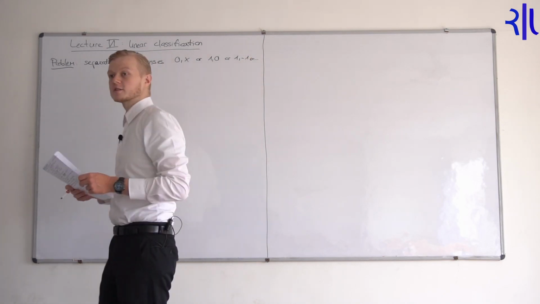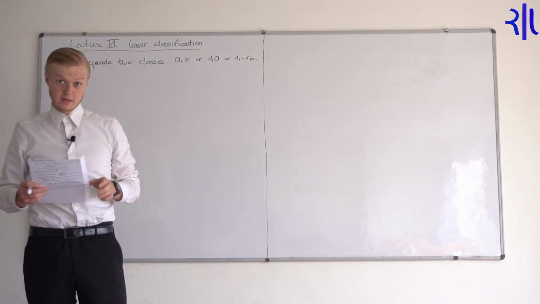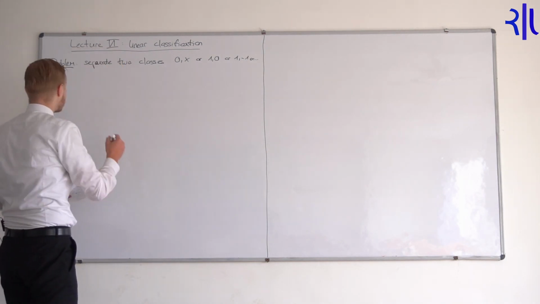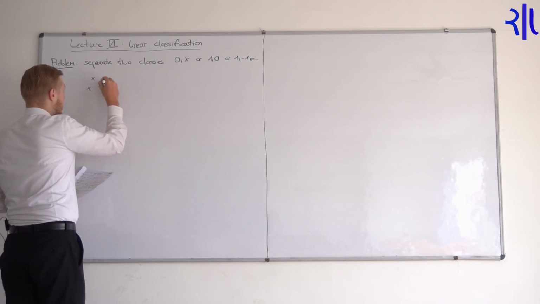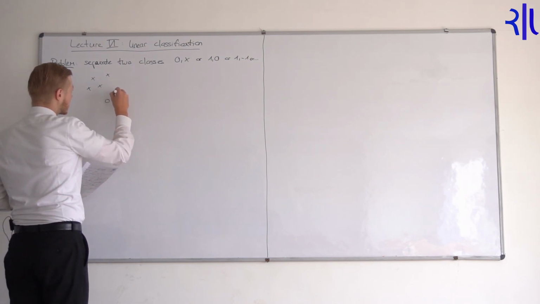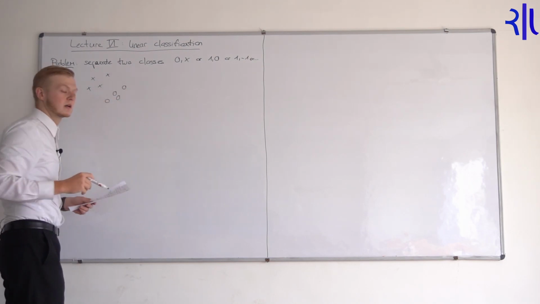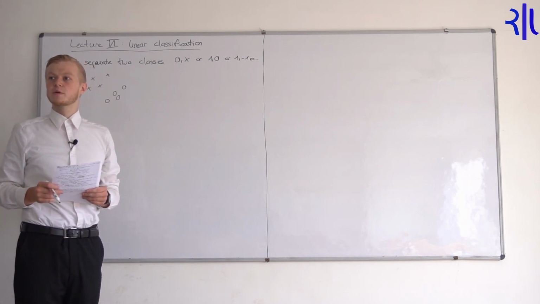So we have two classes that we label, whichever way we like, and our data that we have will be somehow distributed in the space. And we now want to find a line that separates the two.